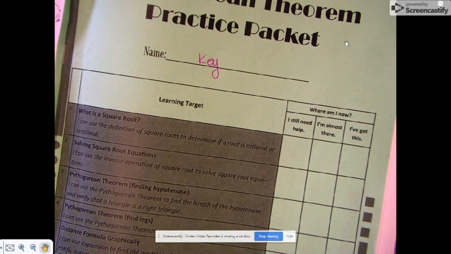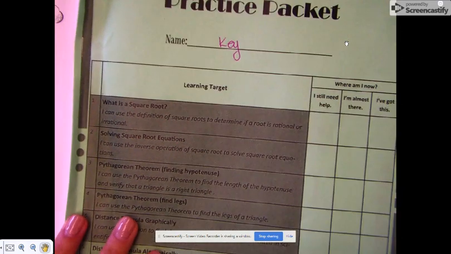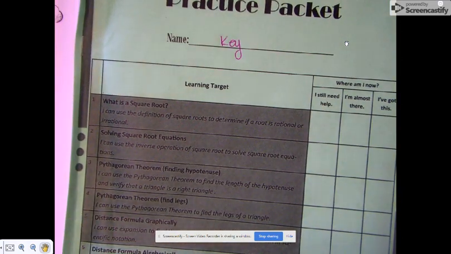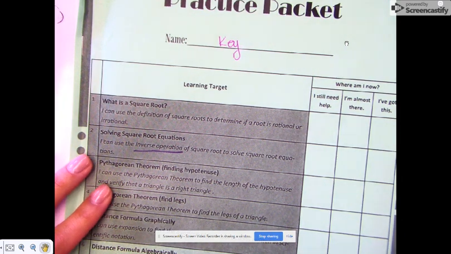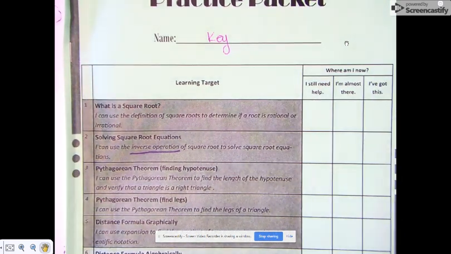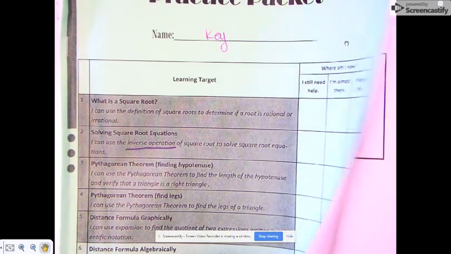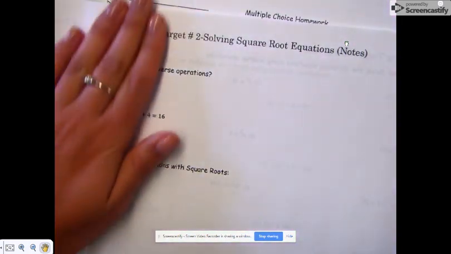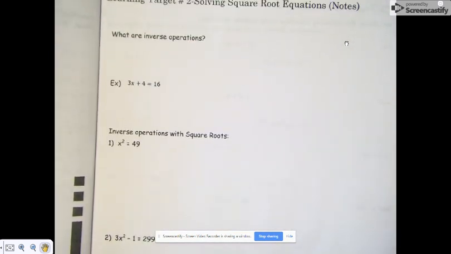Okay, so today we're going to talk about learning target number 2, which is solving squared equations. It says, I can use the inverse operation of square root to solve square root equations. Now you've learned a lot about what square roots are and how they work, and now we're going to do inverse operations and solving equations with them. This should be a relatively easy learning target if you have mastered solving equations. If you turn to page 10, we're going to start there.